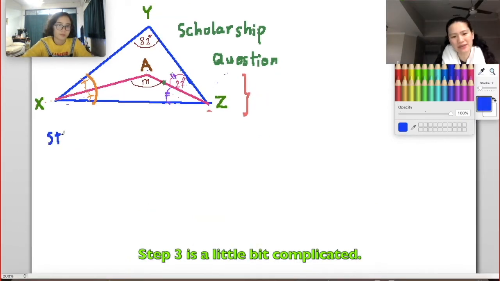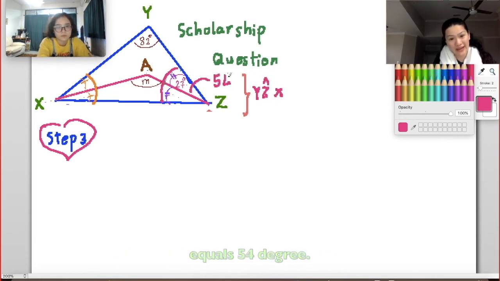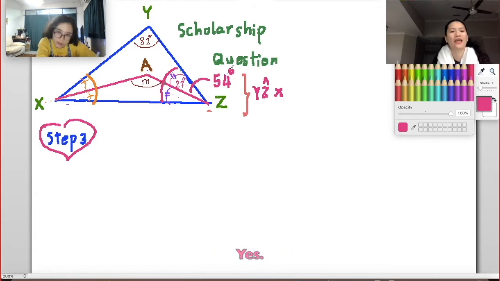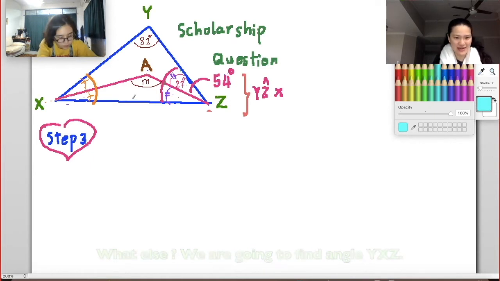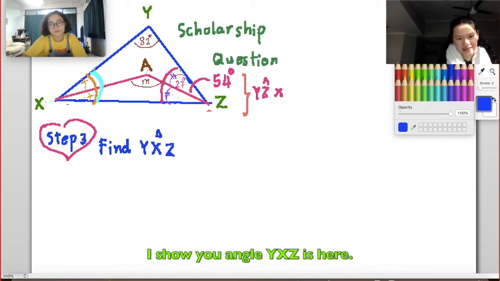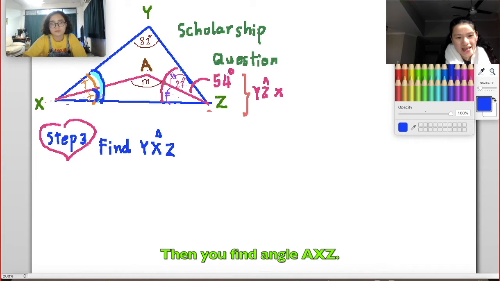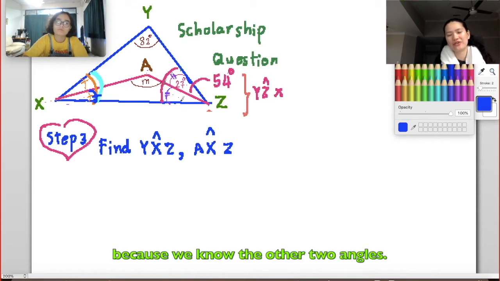Step 3 is a little bit complicated. From step 2 we found that YCX equals 54. Is that correct, Leila? Yes. And what else are we going to do? We want to find YXC. I point for you, YXC is here. And then you find AXC. AXC is here, the small one. After that we can find M because we know both of them.